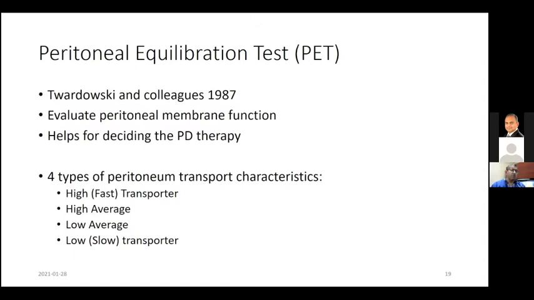And what does it do? It evaluates the peritoneal membrane function. Once you know the specific type of peritoneum that we have, we then decide the therapy that we give to the patient.